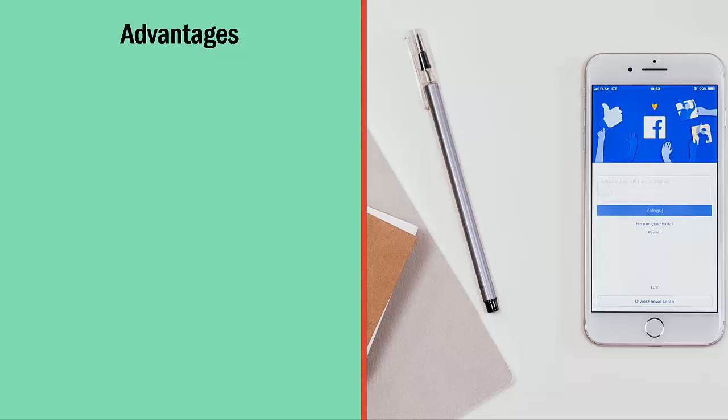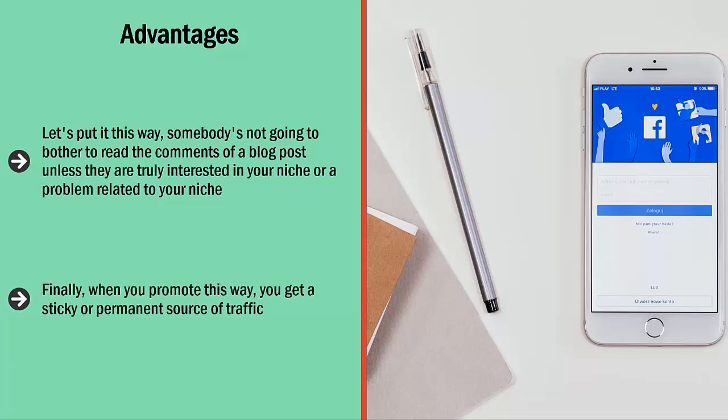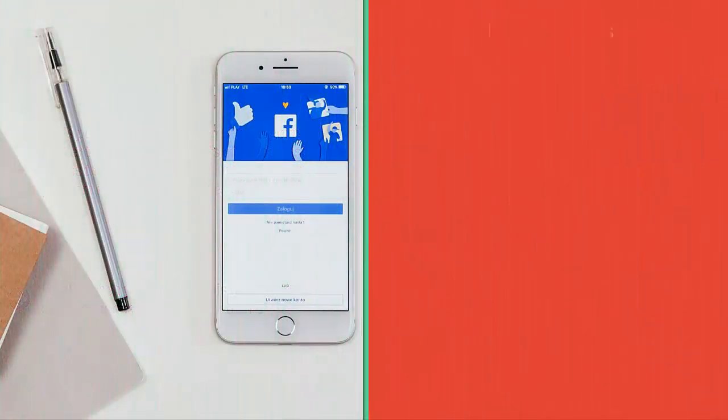Advantages. The most obvious advantage of this traffic generation technique to promote ClickBank products is that you get highly targeted traffic. Let's put it this way. Somebody's not going to bother to read the comments of a blog post unless they are truly interested in your niche or a problem related to your niche. Second, they're not going to click on your resource or source link if they are not, at some level or another, curious about the solution you're talking about or impressed with your answer. Finally, when you promote this way, you get a sticky or permanent source of traffic. It may not be much, but it's highly targeted and it's not going to go away anytime soon. As long as the blog that you commented on stays in business, people can see your link when they look at certain niche targeted posts.